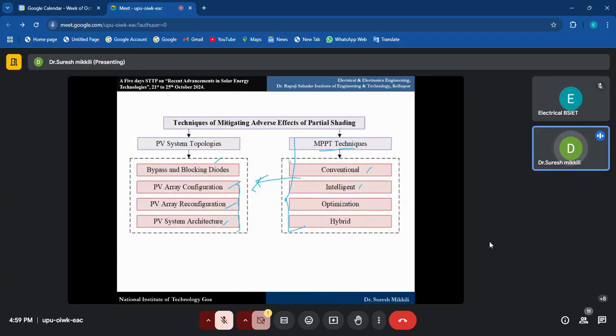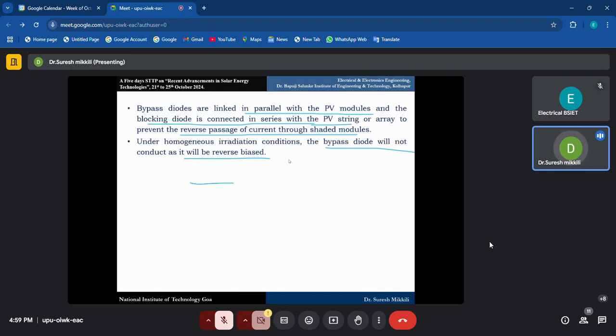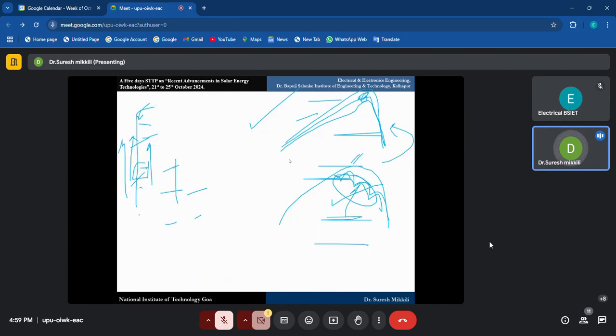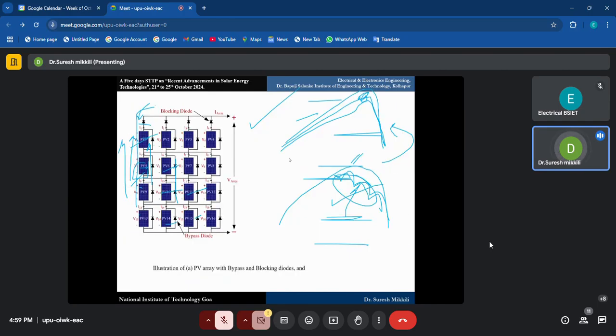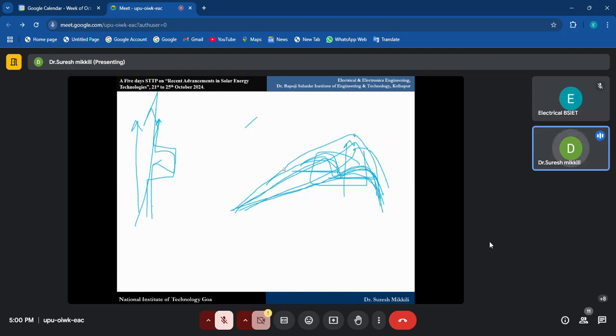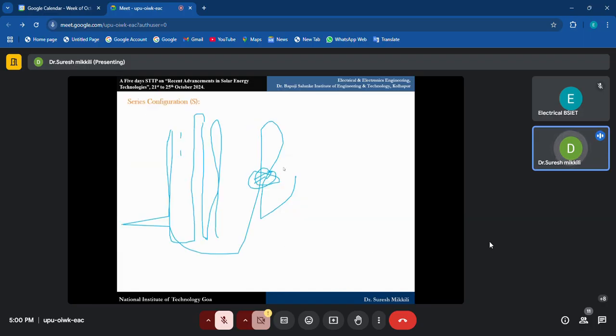Then we discussed different mitigation techniques. The first one is blocking diodes as well as bypass diodes. A blocking diode is used to block the reverse flow of current during shading of modules. Bypass diodes are used when a module is shaded, bypassing the power through the diode connected as a bypass. We have seen the curves, and how the power and current will be bypassed when one module is shaded.